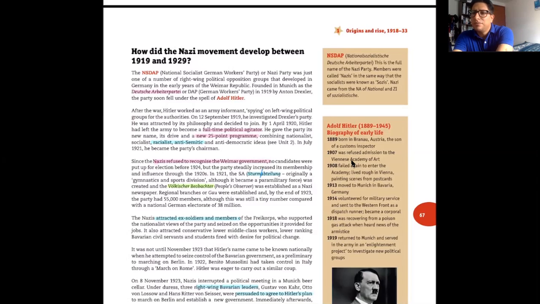Last but not least, we read about how the German Nazi movement developed between 1919 and 1929, and we saw that Hitler promised to reestablish order and jobs in Germany. He belonged to the National Socialist German Workers' Party, the NSDAP. He gave the party its new name and its drive and a new 25-point program combining nationalist, socialist, racialist, anti-Semitic and anti-democratic ideas. So you saw a little bit about this, and that's pretty much what we have seen.